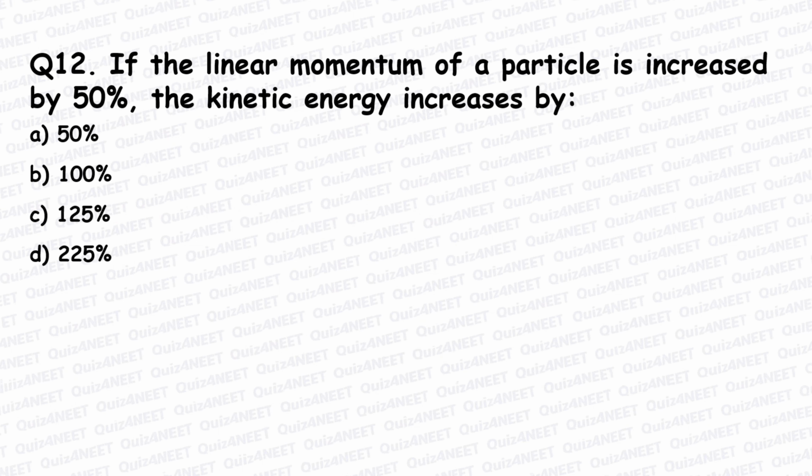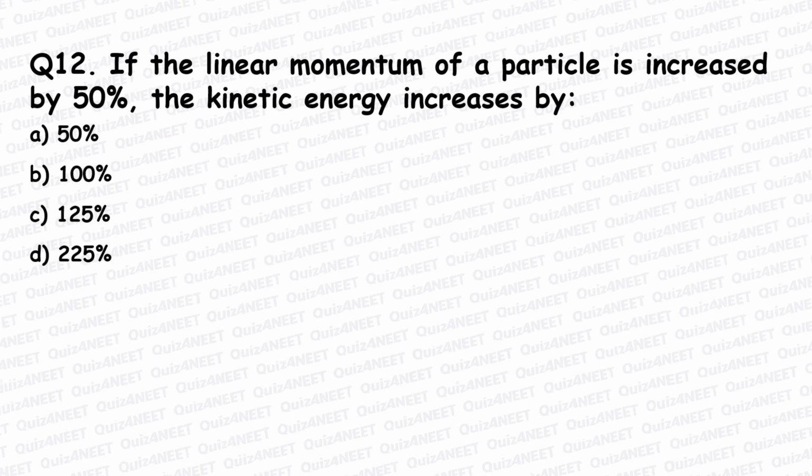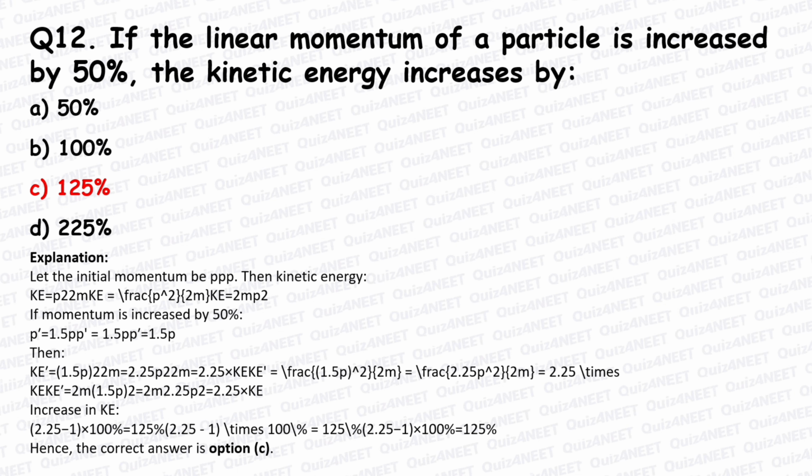Q12. If the linear momentum of a particle is increased by 50%, the kinetic energy increases by: A, 50%; B, 100%; C, 125%; D, 225%. Answer: C, 125%. Explanation: Let the initial momentum be P. Then kinetic energy K = P²/2m. If momentum is increased by 50%, P' = 1.5P, then K' = (1.5P)²/2m = 2.25P²/2m, which is 2.25 times KE, increasing KE by 125%. Hence, the correct answer is option C.